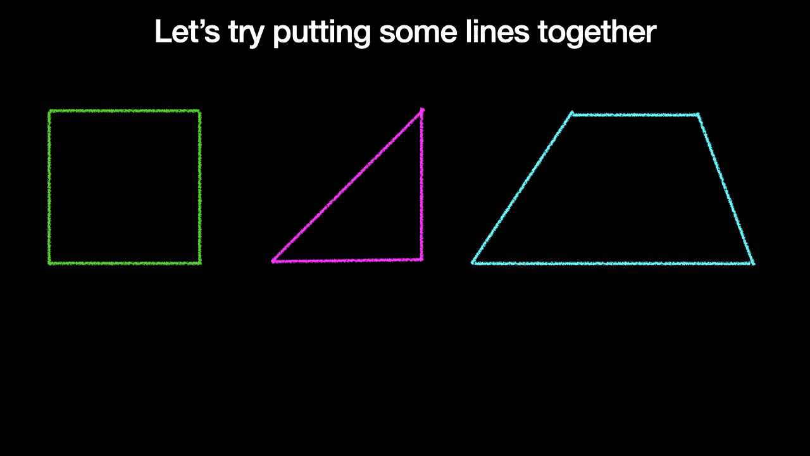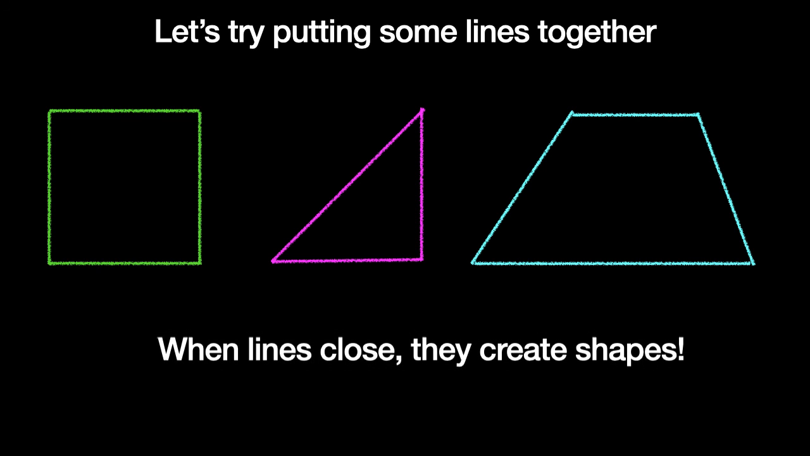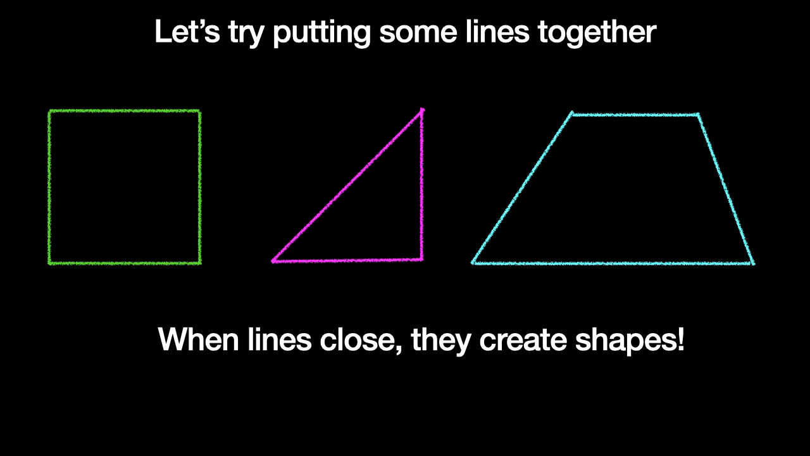Here we see a green square, a pink triangle, and a blue trapezoid. When lines close, they create shapes. Sometimes those shapes have names and sometimes they don't.